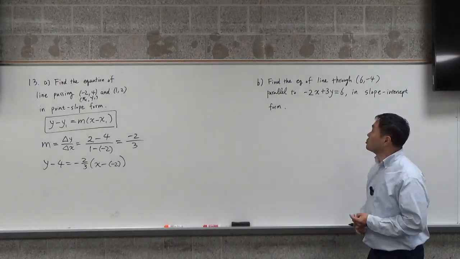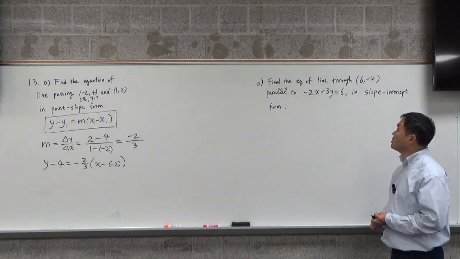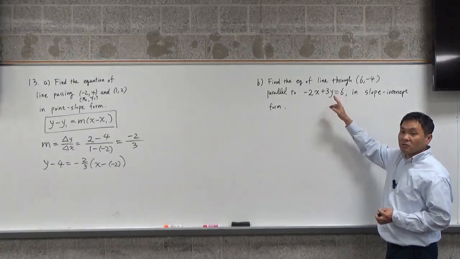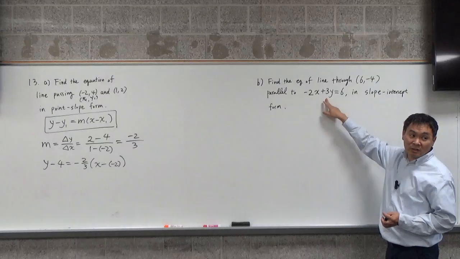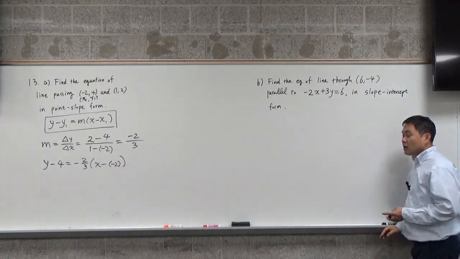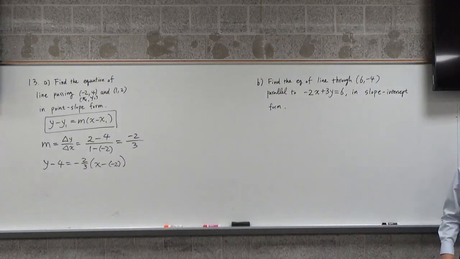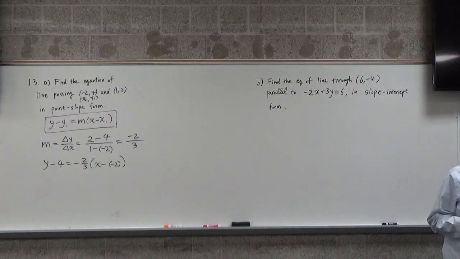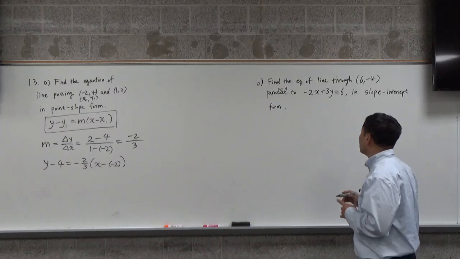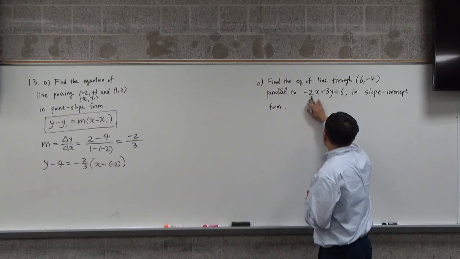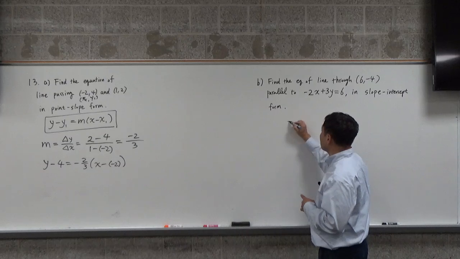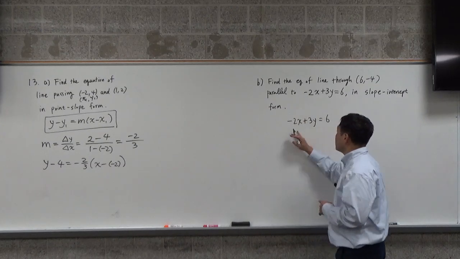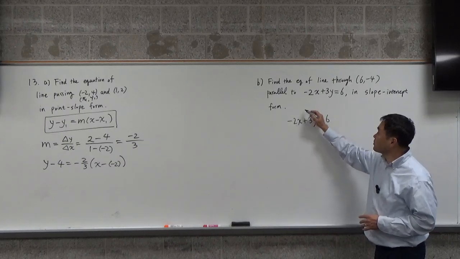Okay, let's move into the second question. You want to find an equation of the line which is parallel to another given line. So how do you solve that? Well, we know that parallel means same slope, right? Parallel means same slope. And therefore, you want to find the slope of the given line. So you have negative 2x plus 3y equals 6. You want to find the slope of this.